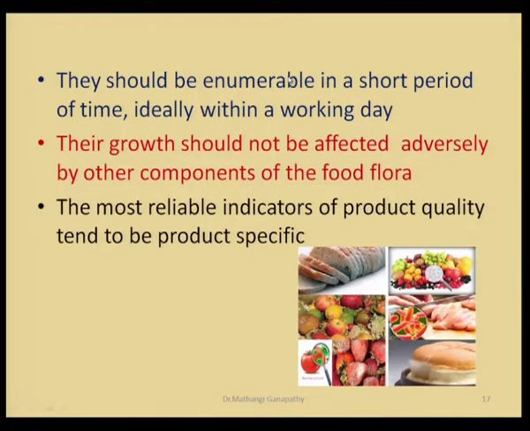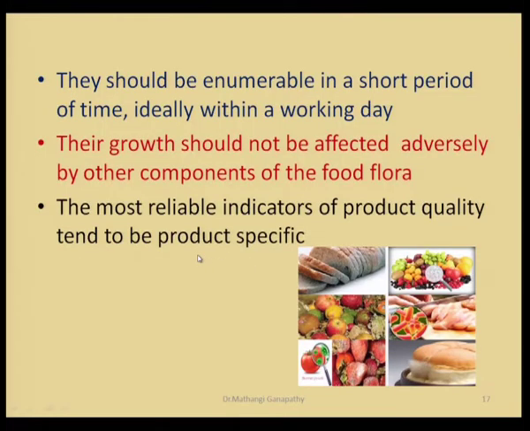They should be enumerable in a short period of time, ideally within a working day, which means that detection of the microbes has to be very fast. Their growth should not be affected adversely by other components of the food flora. So, even if the food contains a multiple, heterogeneous, complex group of microbes, what you have chosen as an indicator organism, its growth should not be affected by the growth of the other microbial flora present in the same food concerned.